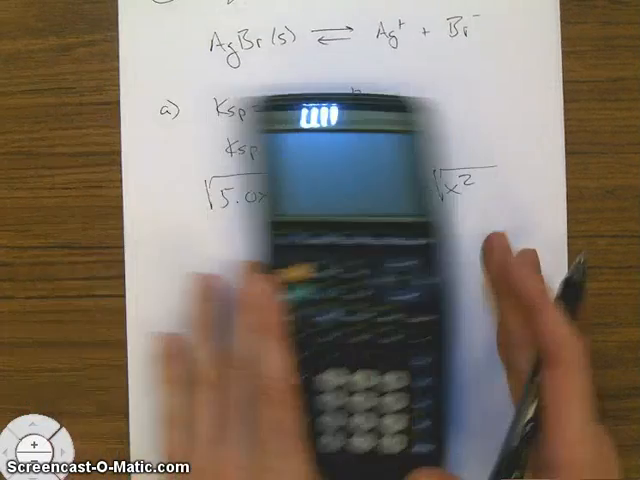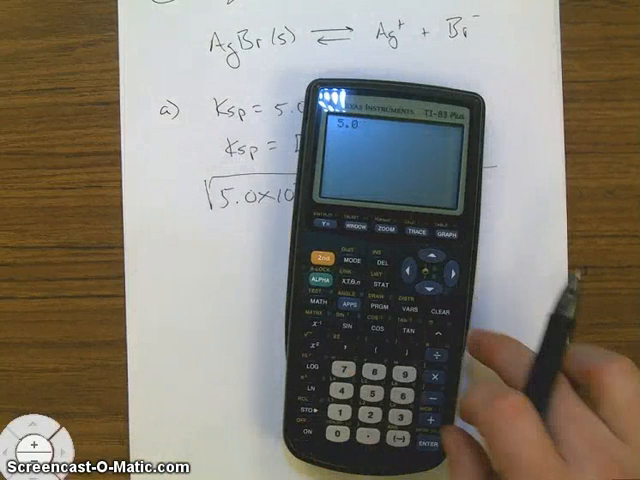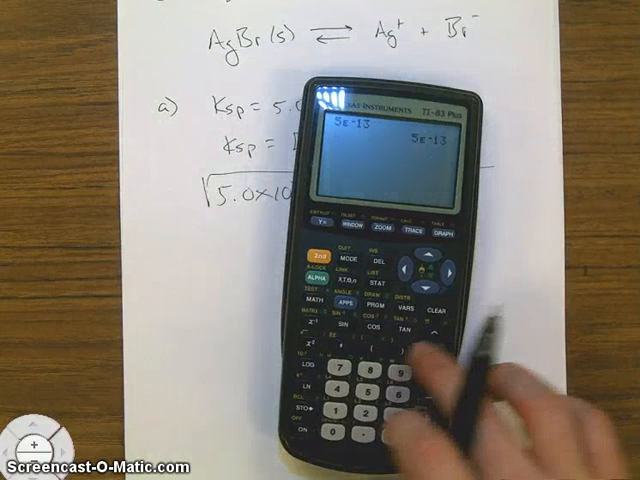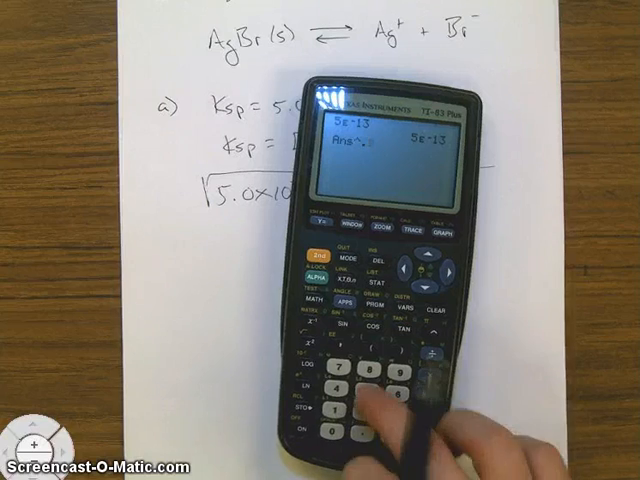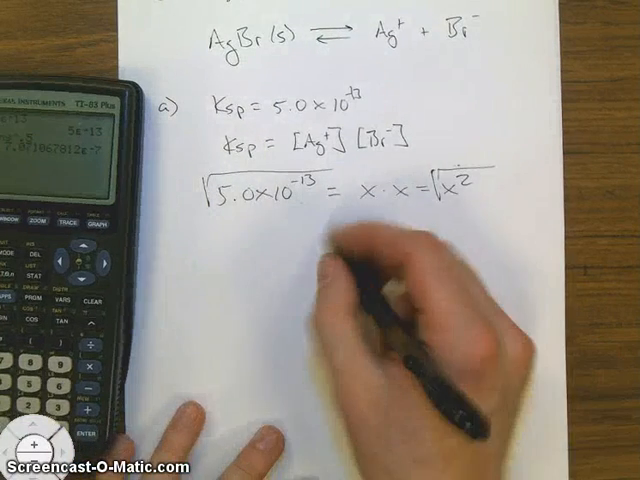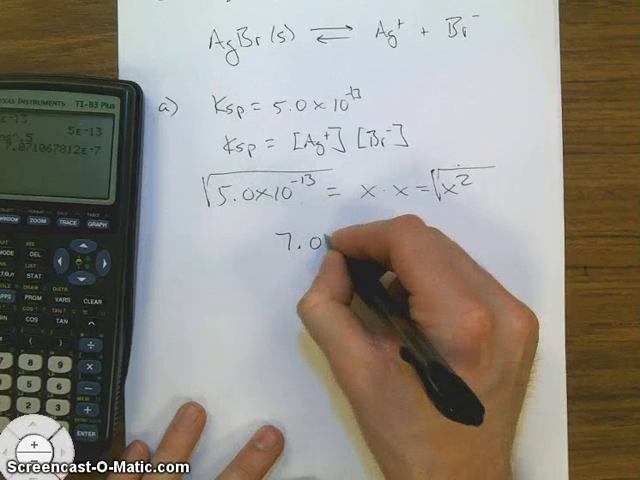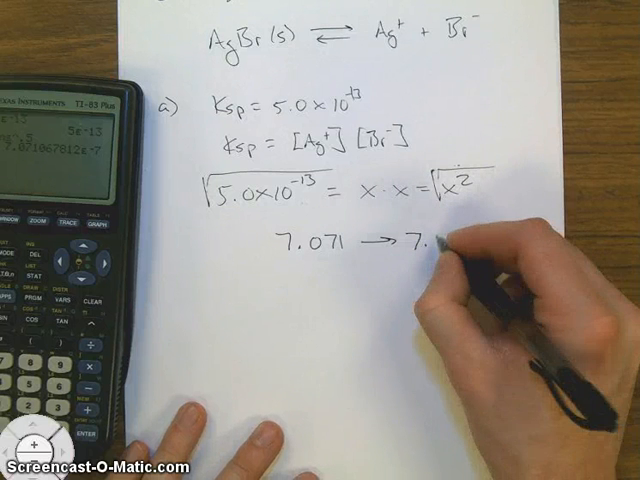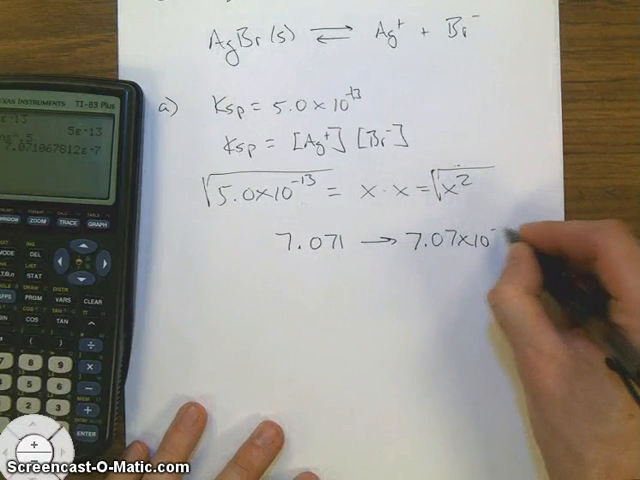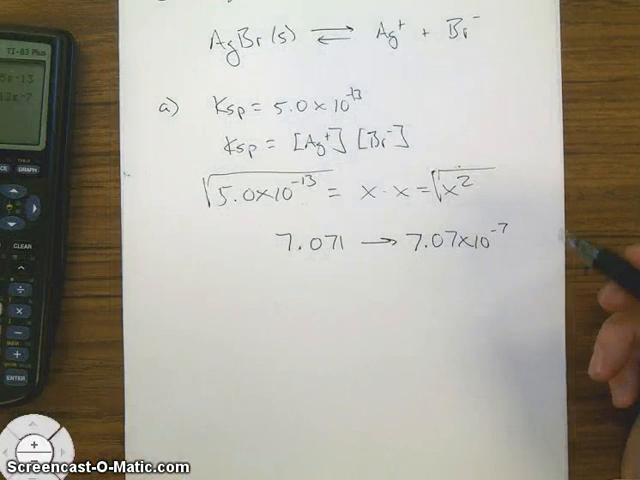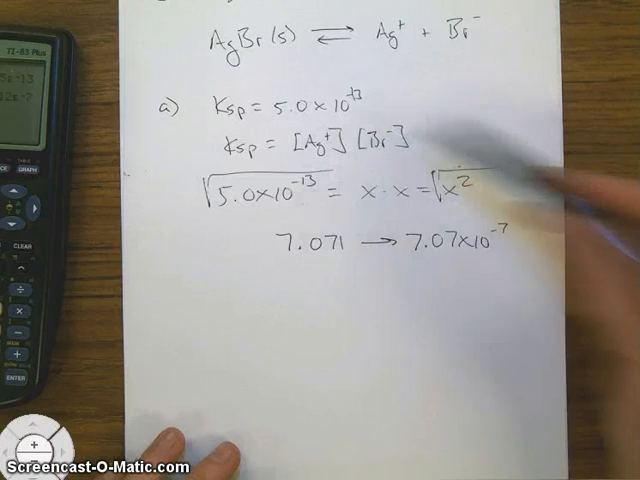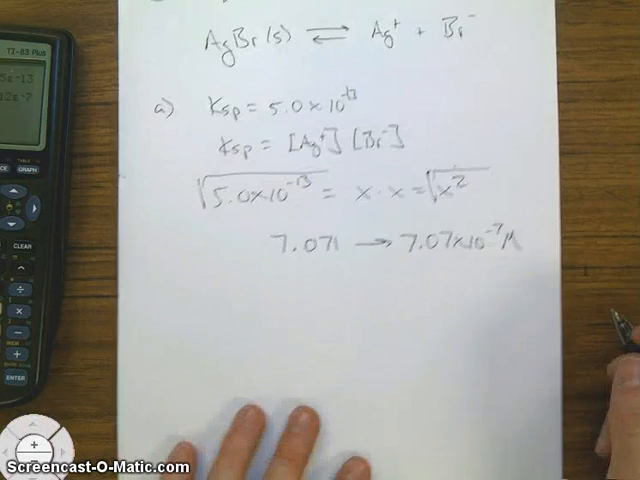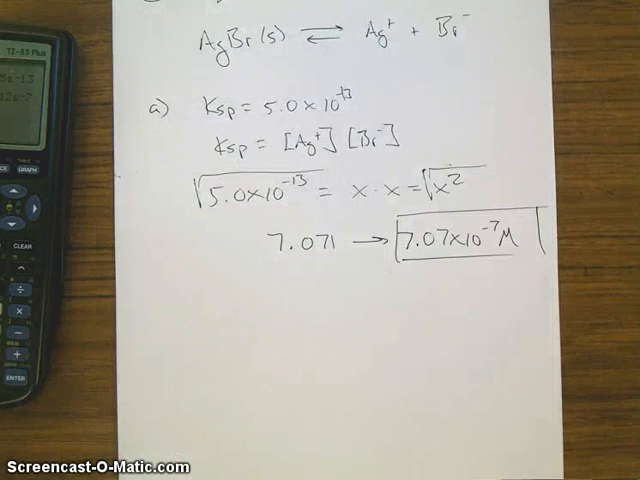So in my calculator, I do 5.0 e negative 13, and then you want to take the square root of that. I always like to do to the power of 0.5, and then you end up with your answer, which is 7.071. Let me change that into sig figs: 7.07 times 10 to the negative 7. And that's your x. Now, since x is the concentration of silver and bromide, that is always in molarity. And since molar solubility is used in molarity, that right there is my answer.